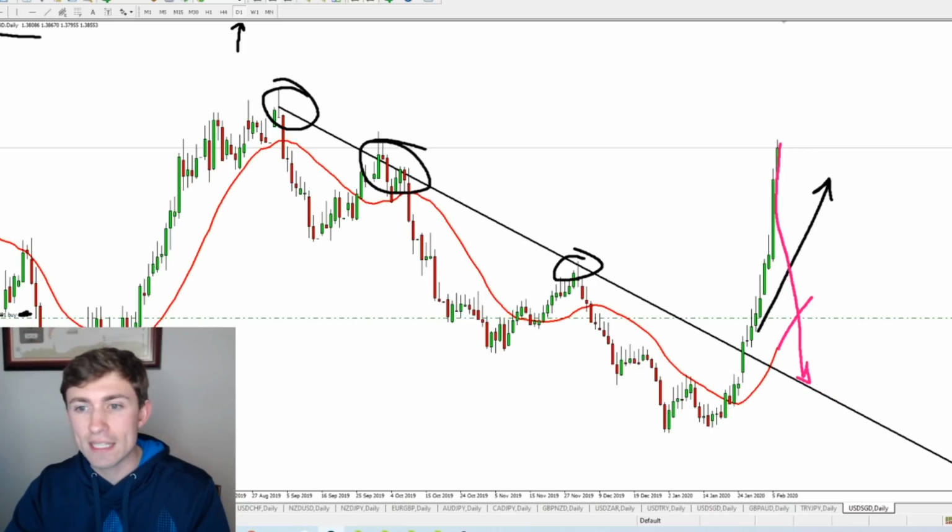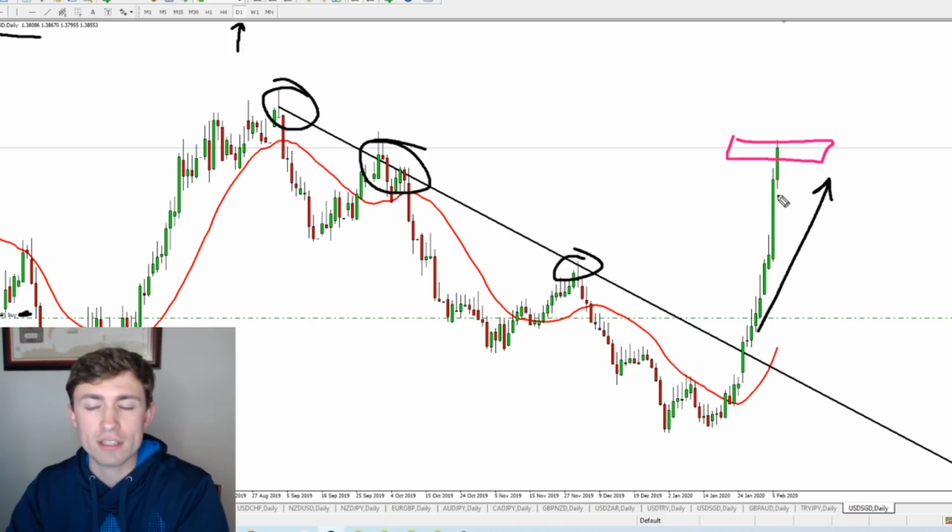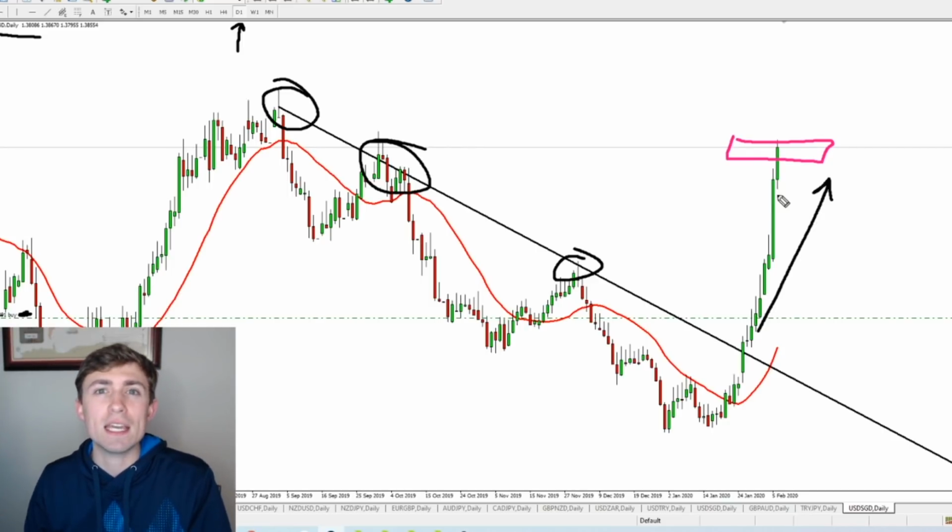So a lot of times people will see that and say, Nick, you should just take profits right now. But what I'm doing on this particular account is I'm looking to catch as much of a move as possible on some of these bigger, longer term swings that we often see in the currency market.